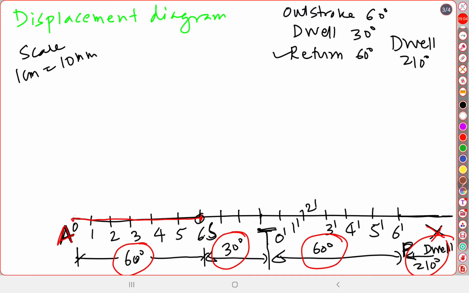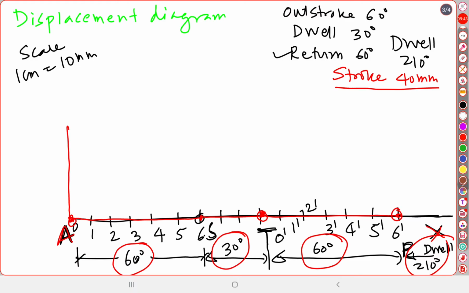After that, S to T is the dwell, and from T to P there is a return stroke, and we have divided all this, the 60 degree outstroke, 30 degree dwell and 60 degree return stroke, into equal parts. After that, it is given in this problem that the stroke of the follower is 40 mm.